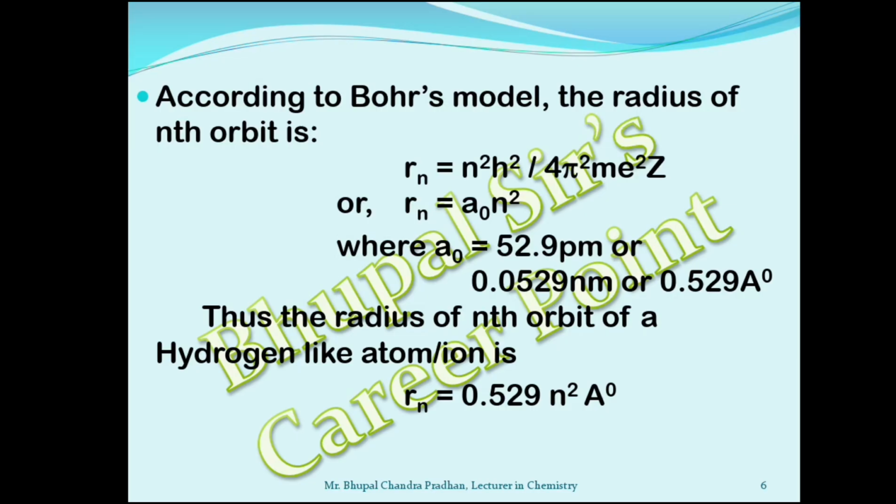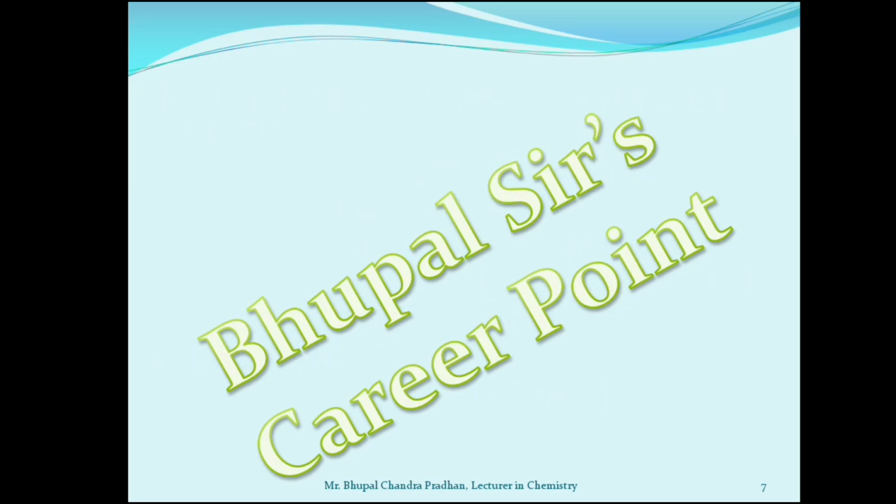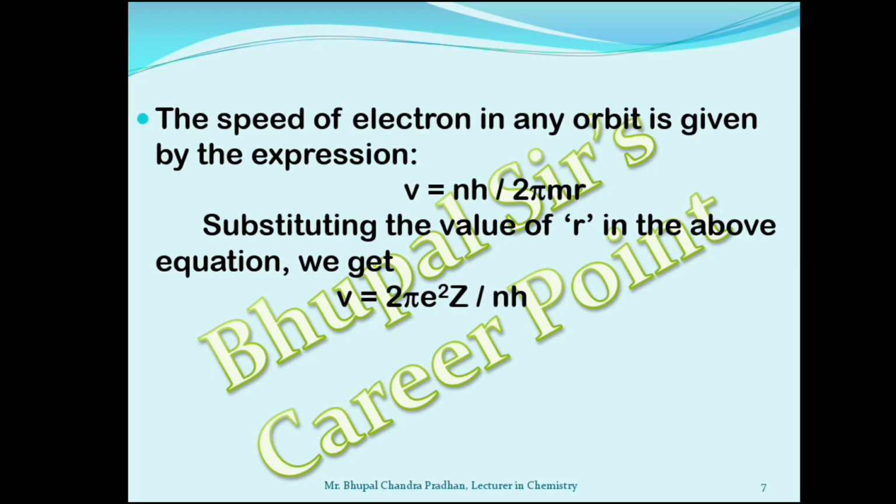By using this formula, the radius of different orbits can be calculated, and it is also applicable to calculate the distance traveled by the electron when it jumps from one orbit to another. The speed of the electron in an orbit is given by the expression v is equal to nh by 2 pi mr. Substituting the value of r in the above equation, we can write v is equal to 2 pi e square Z by nh, which is otherwise known as 2.19 into 10 to the power 6 Z by n meter per second.